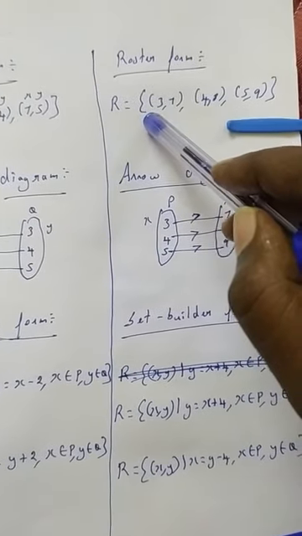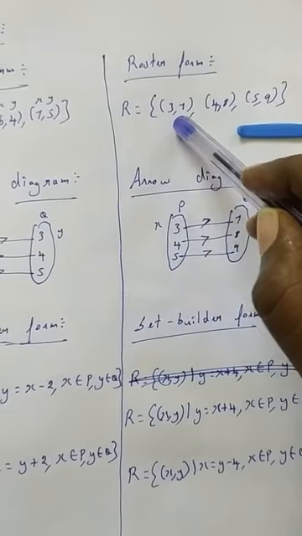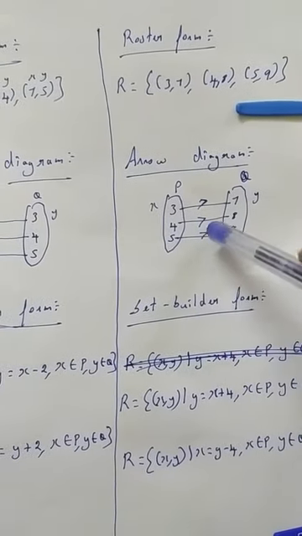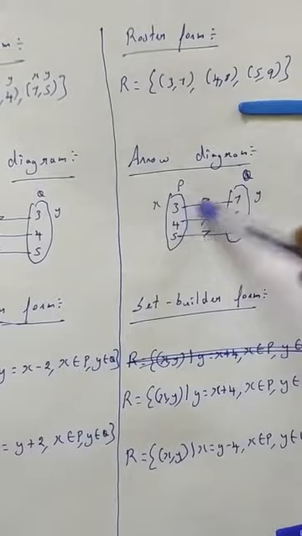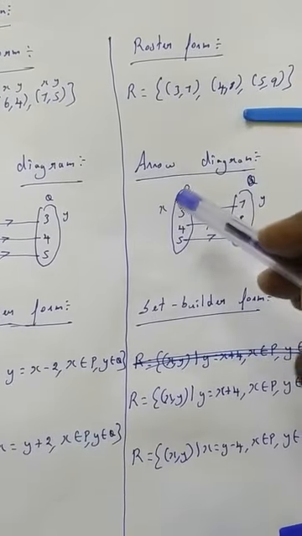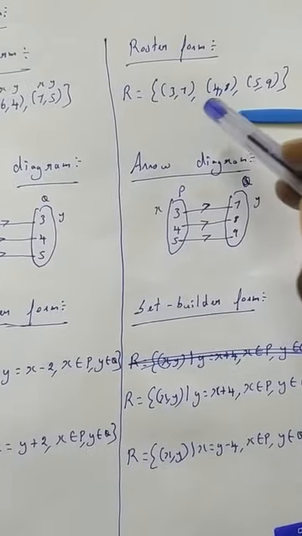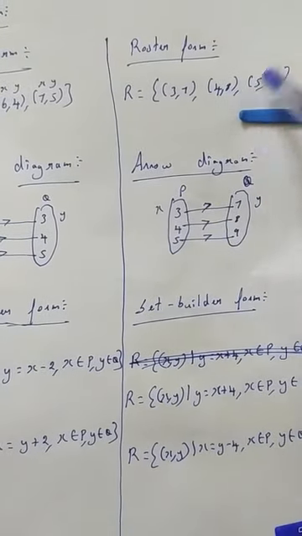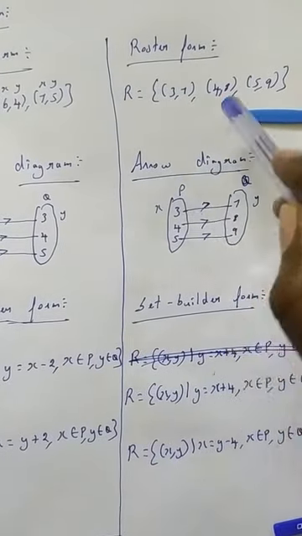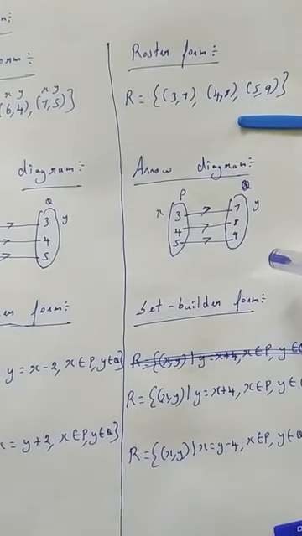So let's take a roster form as (3, 7), (4, 8), (5, 9). So how to draw an arrow diagram? We should write two circles and name them P and Q. Write all the first values in the first set, that is 3, 4 and 5. All the second values in the second set, that is 7, 8 and 9. And connect. So 3 and 7 are related, so connect 3 and 7, 4 and 8, 5 and 9.